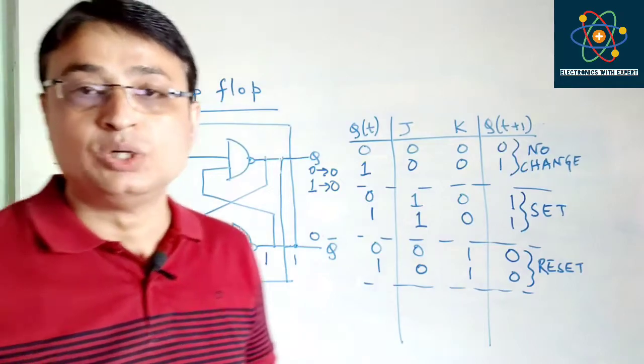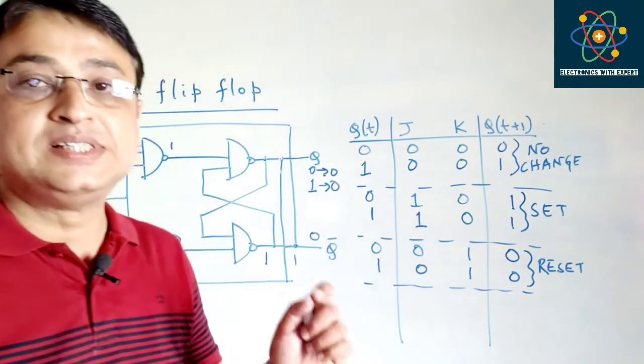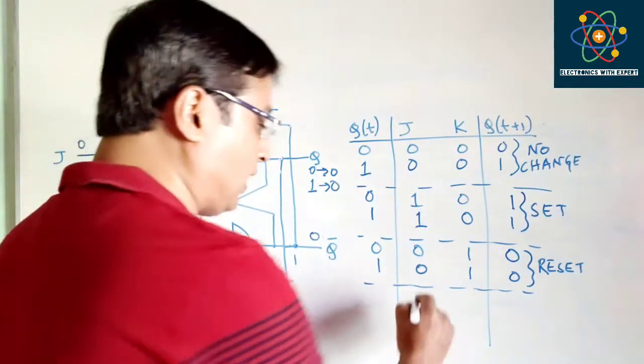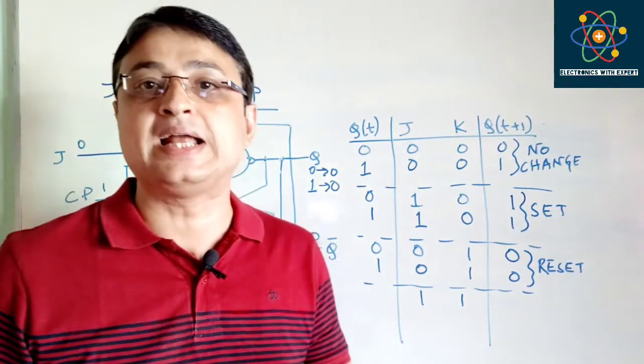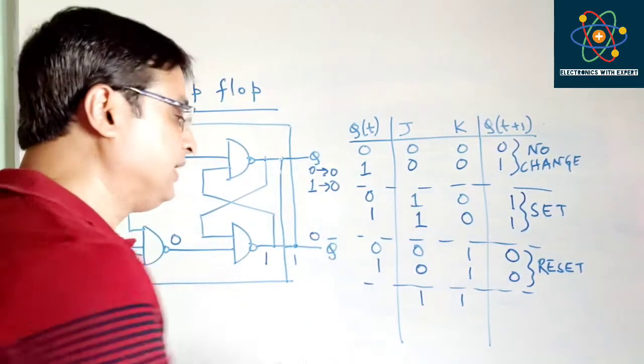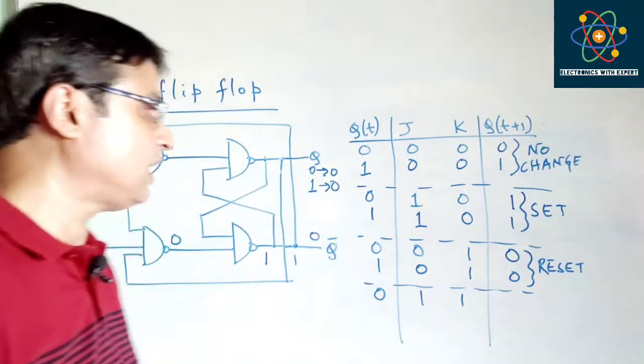Let's move on to the interesting case of J equals K equals 1. Remember, for the SR flip-flop, we get an undetermined state. Now here, what happens? Let's check this out.